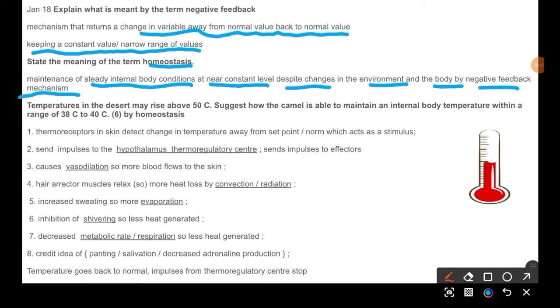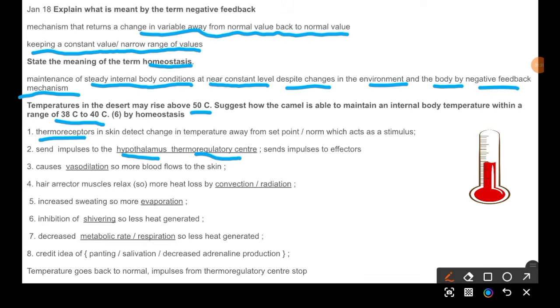This is a longer question for 6 marks. It's asking about a camel. How is it able to maintain an internal temperature within this narrow range, even though the desert reaches temperatures up to 50 degrees Celsius? So first we have to say that thermoreceptors in the skin detect a change in the temperature away from the norm or the set point that acts as a stimulus. And then they send impulses to the hypothalamus or the thermoregulatory center in the hypothalamus.